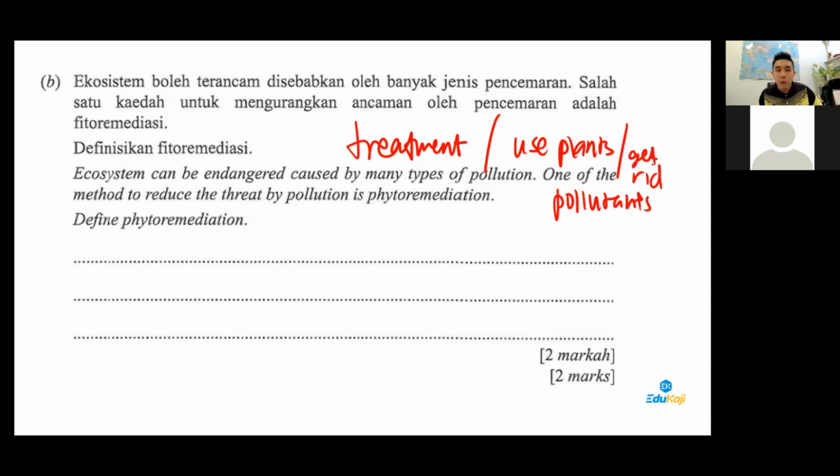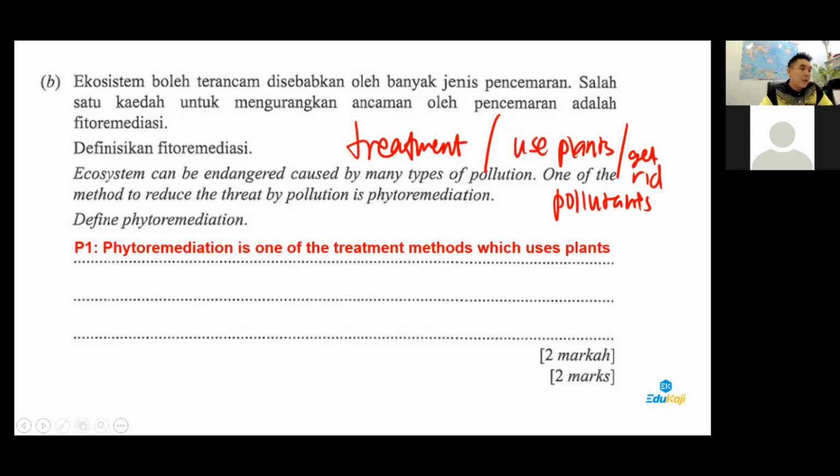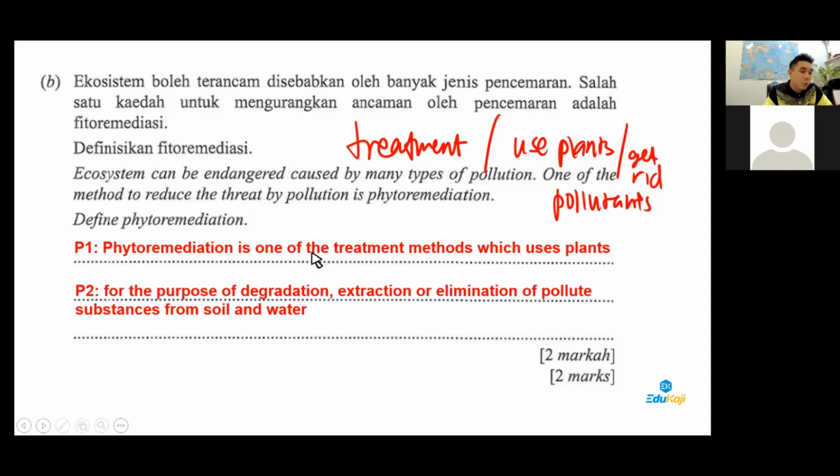So you have these 3 points, you should be quite safe. If you want, you can say get rid of pollutants from soil and water, even better. Phytoremediation is a treatment method where we use plants to eliminate pollutants from soil and water. Remove pollutants from soil and water. Draw 2 stars.